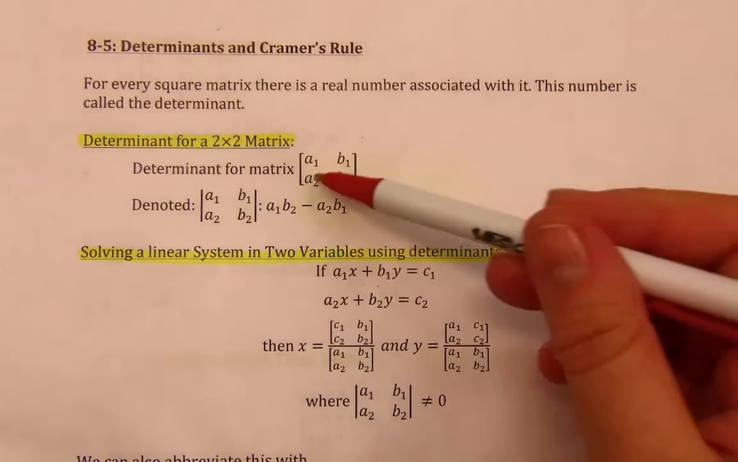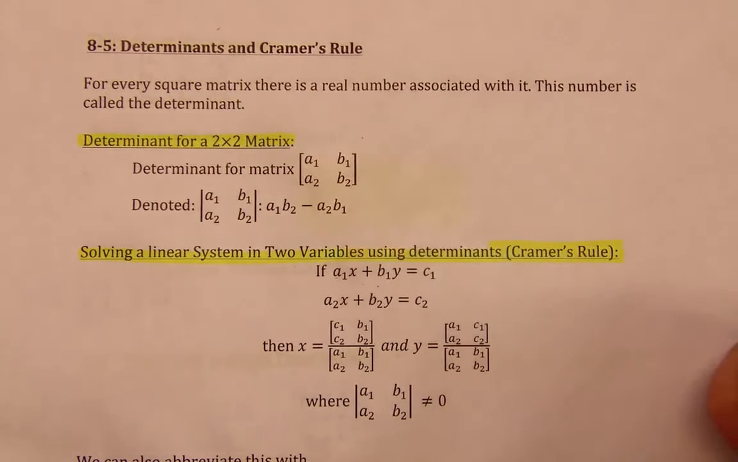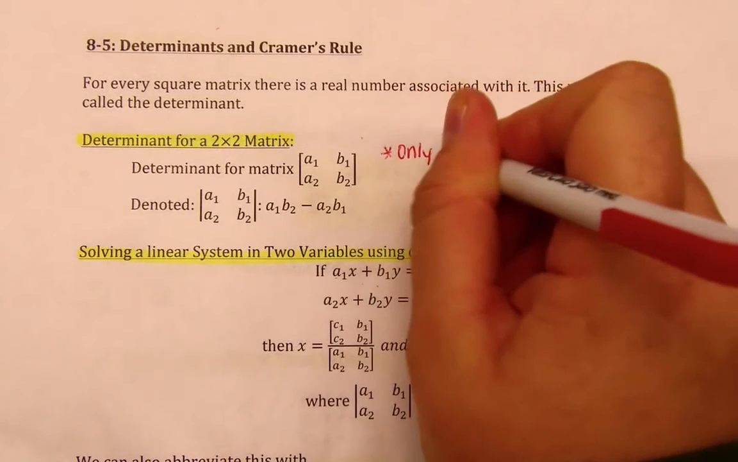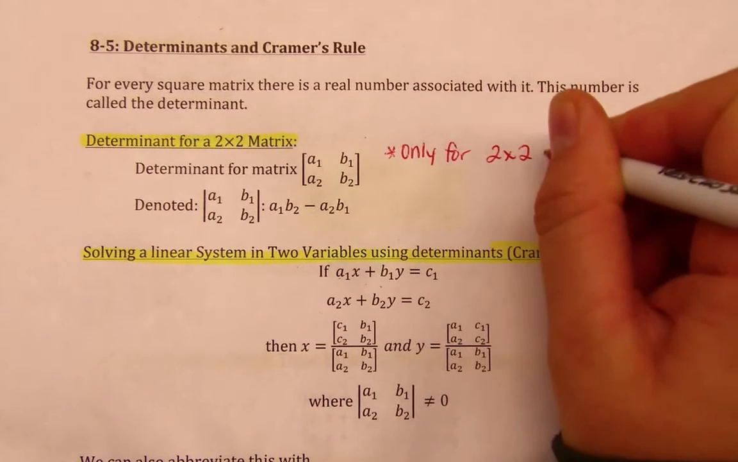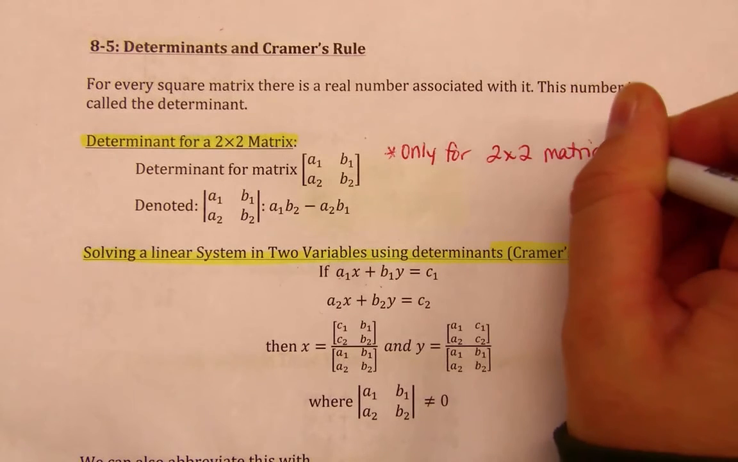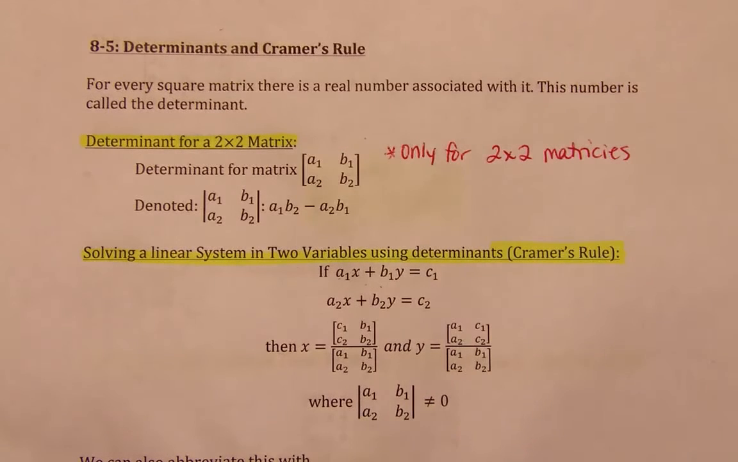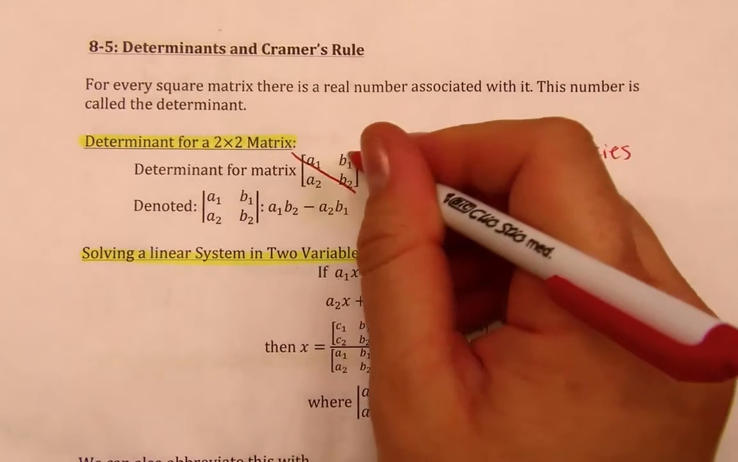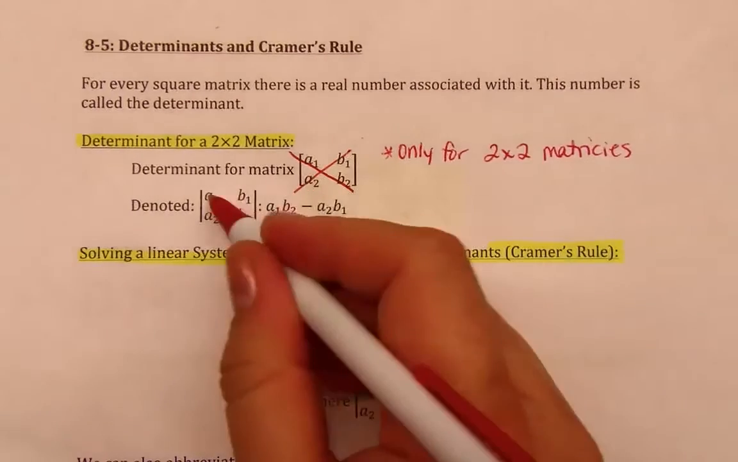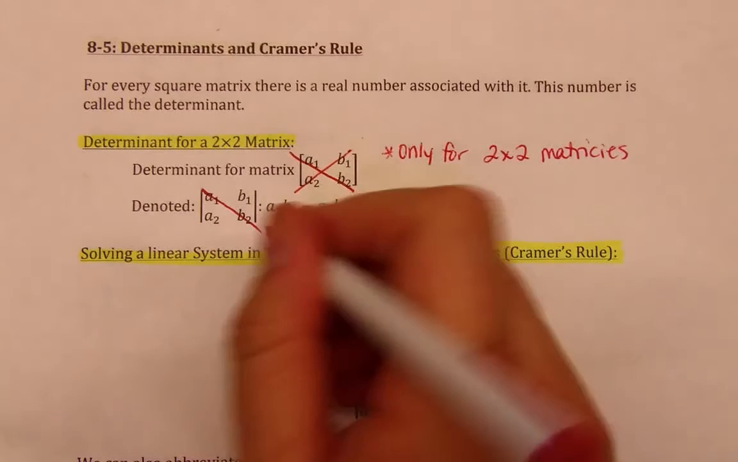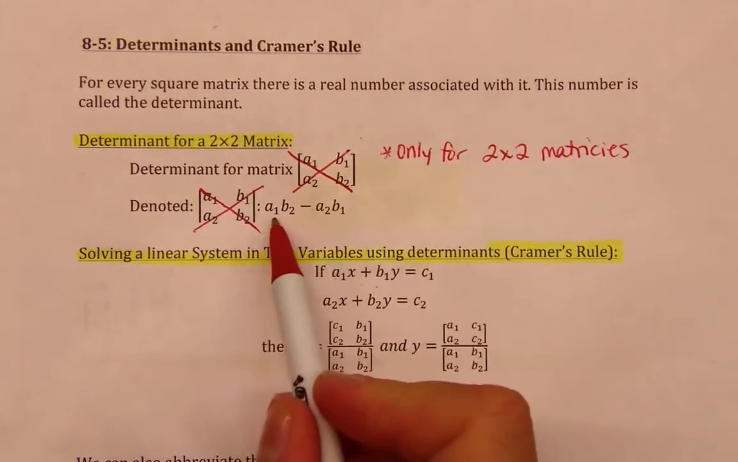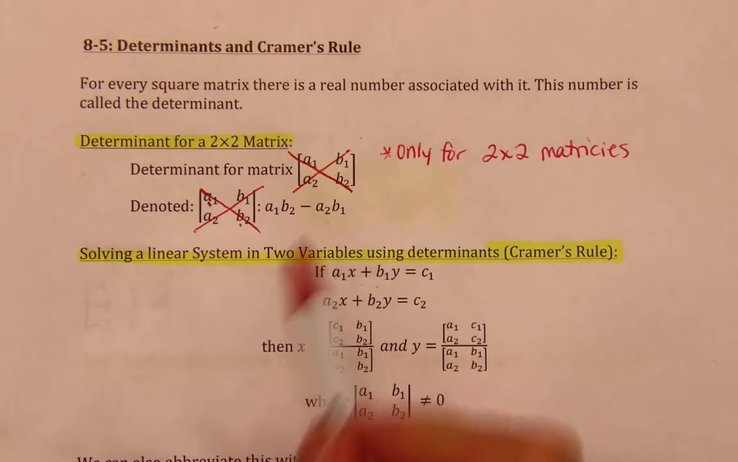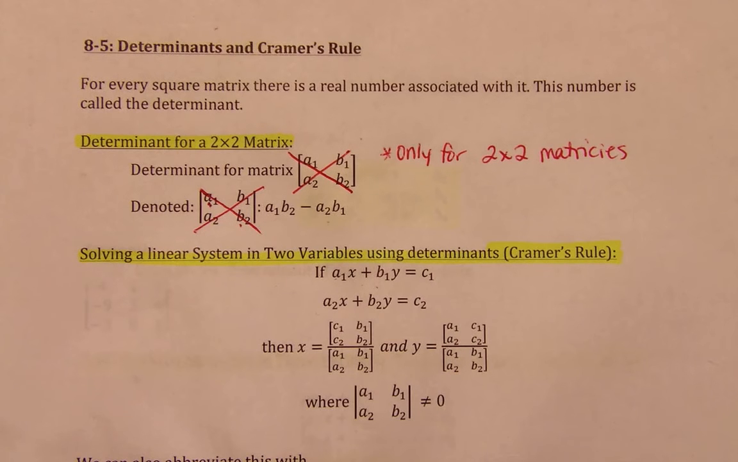So we have a shortcut for finding the determinant of a 2 by 2 matrix, and this is only for 2 by 2 matrices. Okay, so what we can do is we can do A times B and B times A. So again, going down the main diagonal and then subtracting over here. And so we have A1 times B2 minus B1 times A2. And that'll give us our determinant.